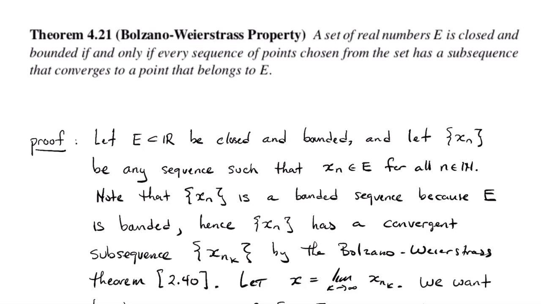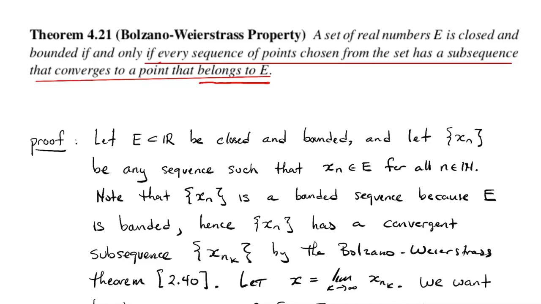Before I highlight this theorem, this is what the property is. The Bolzano-Weierstrass property is a property that a set might have. And the property is the following. If every sequence of points that you choose from the set has a subsequence that converges to a point that belongs to that set, and I'm going to double underline that because that's the important part, then I'll say the set has the Bolzano-Weierstrass property. And this theorem is saying that that property is equivalent to the set being closed and bounded.